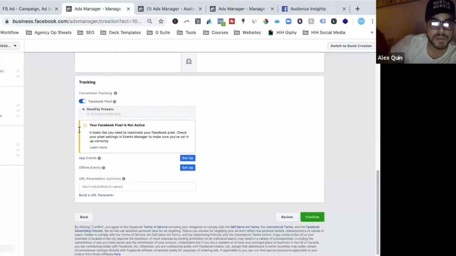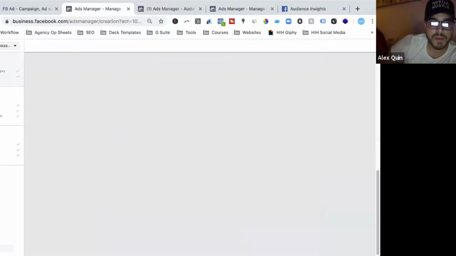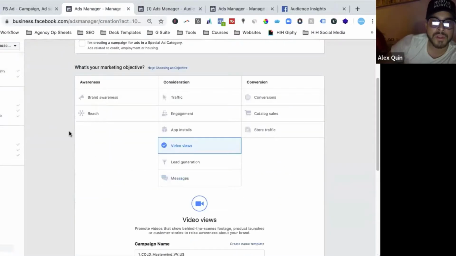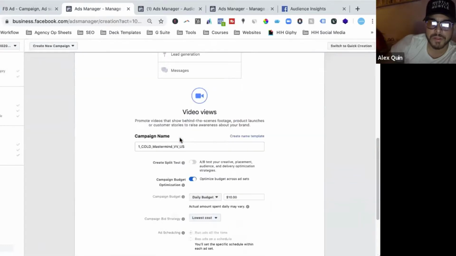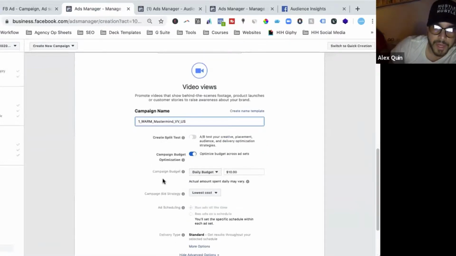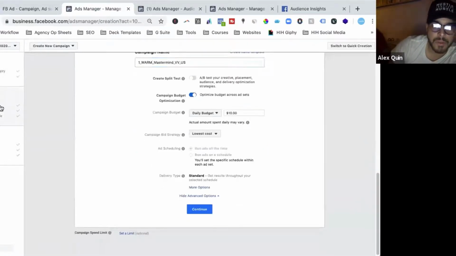So we'll create step two very similar to how we created step one. Here we're going to do it the same way. It's going to be video views. You're going to name it differently now because it's not cold anymore, right? They're warm audiences. They've already seen some of your content. They've shown interest. You're moving them down the funnel, right? Pick your budget. Follow the rules that we talked about before.